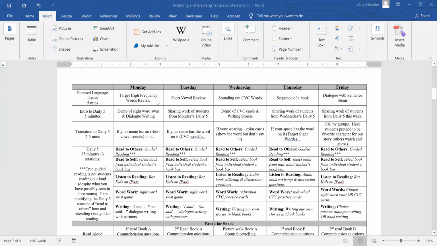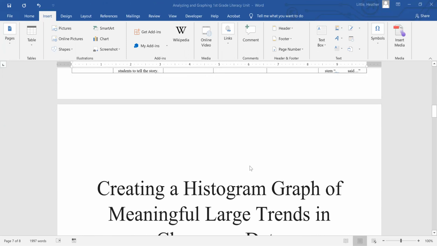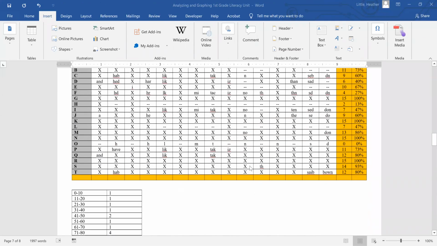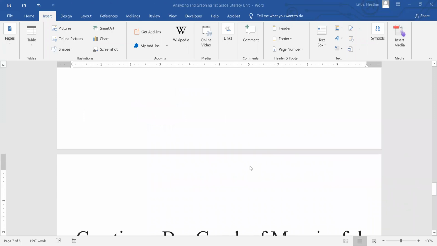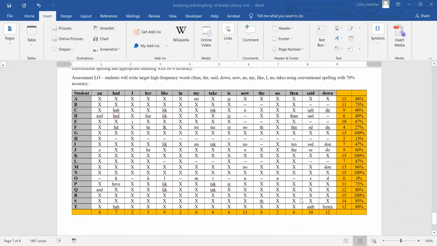And there are a number of opportunities in which I am going to review target high frequency words. And I'm going to use them in transitions and demo them in practice activities. So I'm interested in which of these 15 words I ought to focus on over the course of this week. That's the histogram we already created. Okay, so I added up the number of mistakes.